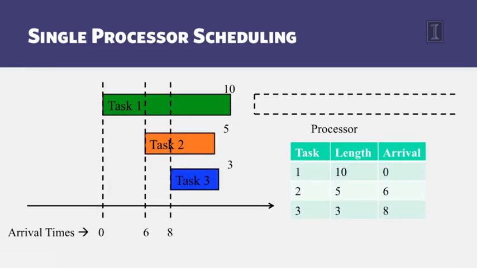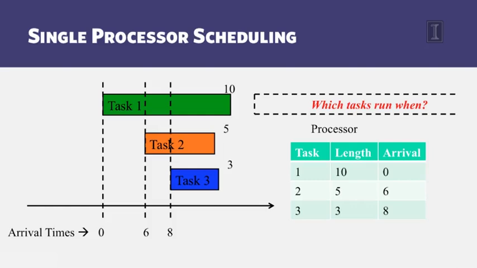Task 1 arrives at time 0. It has a running time of 10 time units. Task 2 arrives at time 6. It has a running time of 5 time units. And task 3 arrives at time 8. It has a running time of 3 time units. So you need to decide when to schedule each of these tasks, at what time, on this single processor.